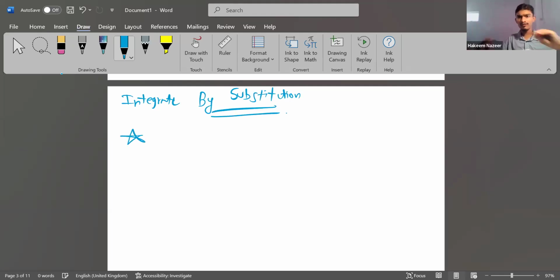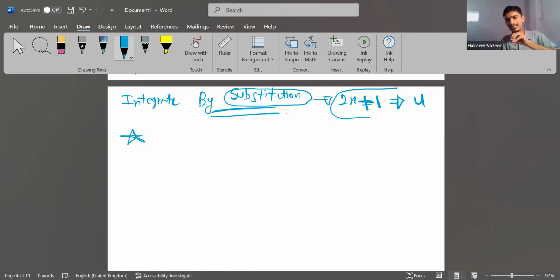Most important one. When we can't apply the rules that I have taught and we have learned, we can integrate by substitution. Substitution means, for example, 2x plus 1 is represented by u. That's a substitution. That's easy. I'll explain integrate by substitution.